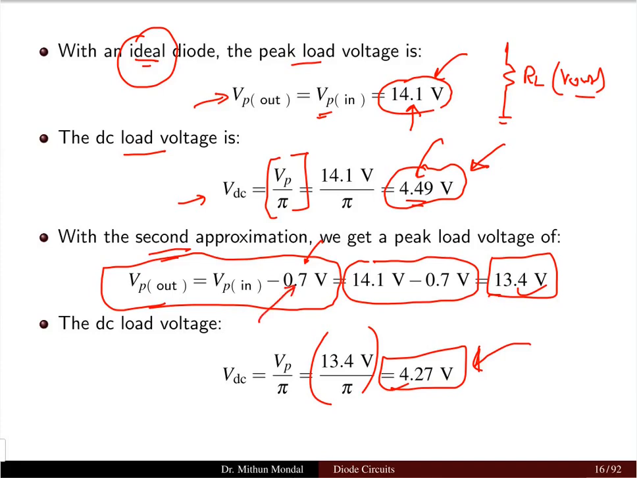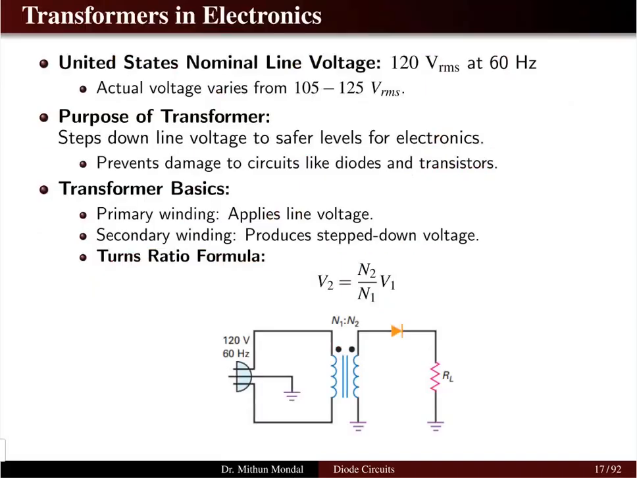Now, what is the use of transformers in electronics? Let us see. In the United States, the nominal line voltage is 120 volt RMS at 60 Hz. In another country like India, we have 230 volt RMS at 50 Hz frequency. So different countries have different RMS voltage and different frequency. Usually 60 Hz and 50 Hz are the ones used by most countries.